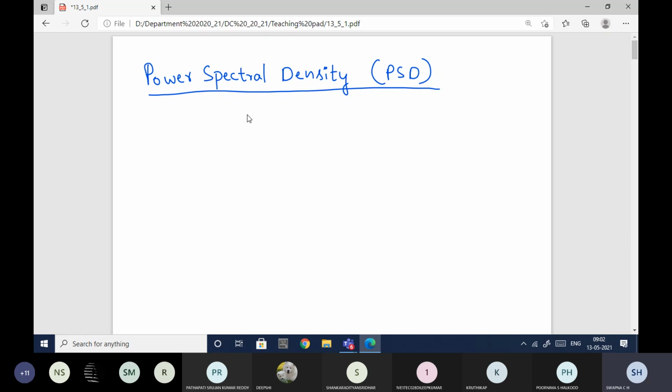Anybody can answer me. Okay, I will tell you. So PSD, power spectral density, will help us to identify how the power is associated with each frequency component.